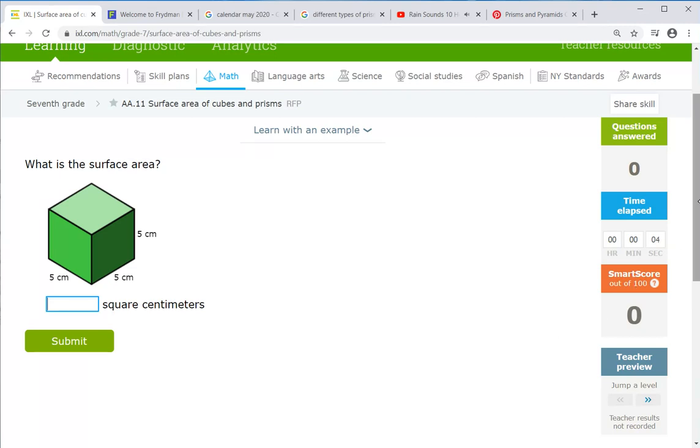What is the surface area? So we want to find the area of every single face of this cube and then add them all up. So if we took this face right over here, then to find the area, it would just be 5 times 5, right? So 5 times 5 is 25. That was centimeters, this is centimeters, so that would give us square centimeters. Okay?